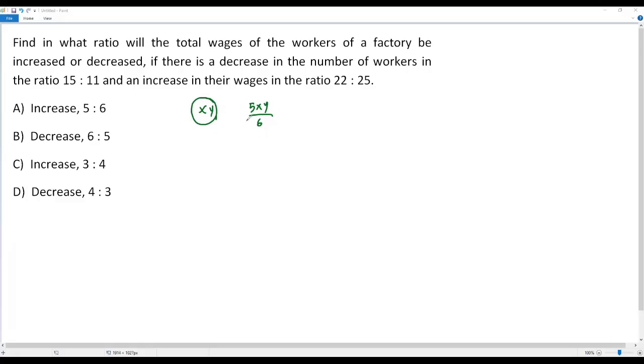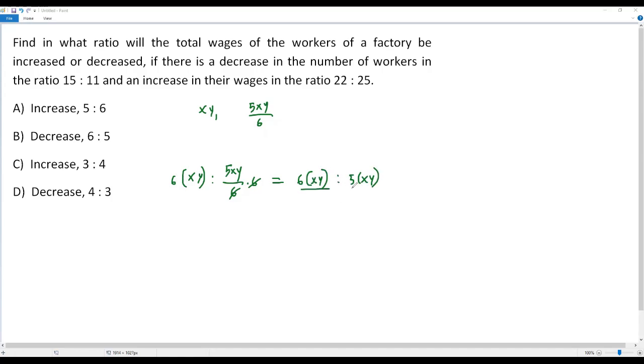Here we have the total wages before changes and the total wages after the given two changes. We have to check whether the total wages is increased or decreased after the two changes. Now let me take the ratio between these two quantities, that is the total wages before changes to the total wages after changes. In a ratio, I can multiply or divide both the terms by the same non-zero number. To get rid of the denominator 6 in the second term, let me multiply both the terms of this ratio by 6. Then 6 will cancel out, and the ratio will become 6 times xy to 5 times xy.